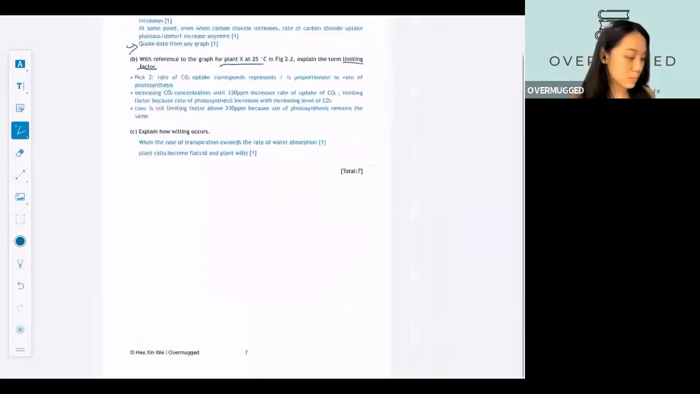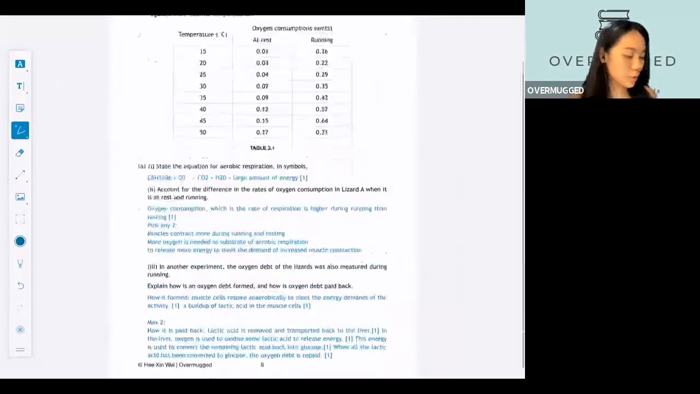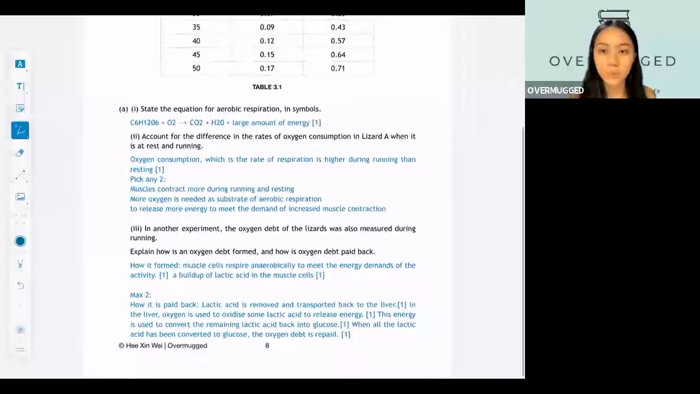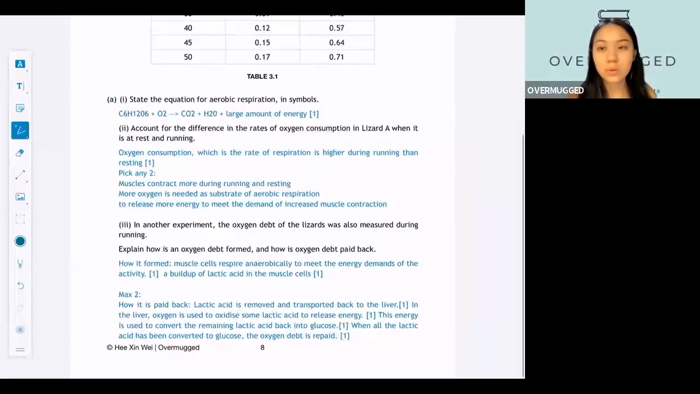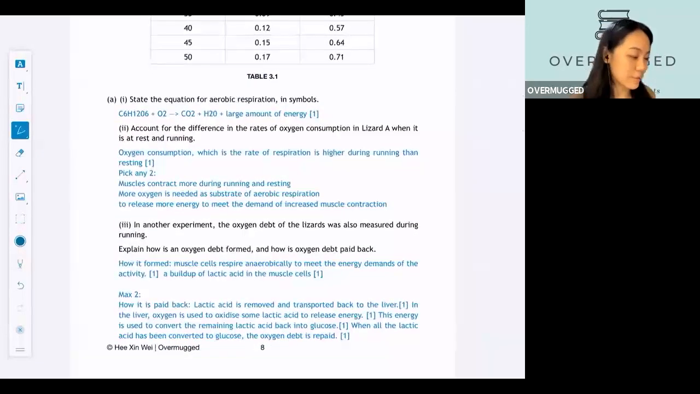Okay, so the wilting part is in the notes. This part, question three, is the one that quite a lot of people have issues with. I'm going to close the chat. Okay, so our equation is fine.